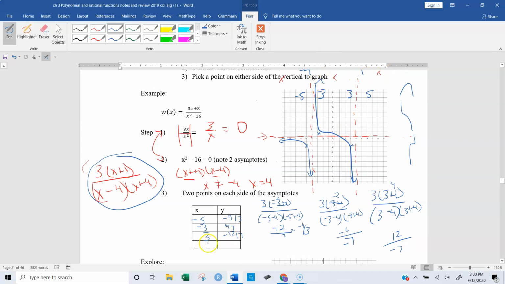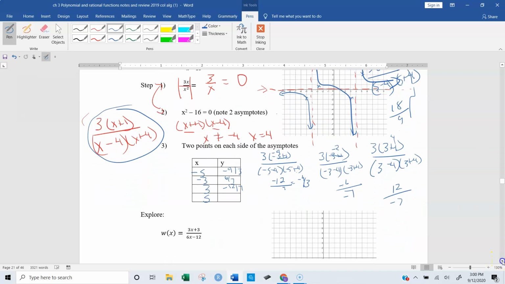And now we plug in the 5, again to the same equation. So we have 3 times 5 plus 1 over 5 minus 4 and 5 plus 4. So we end up with 18 over 9, which is 3 on the top, and finish sketching in your graph. I hope you did well.